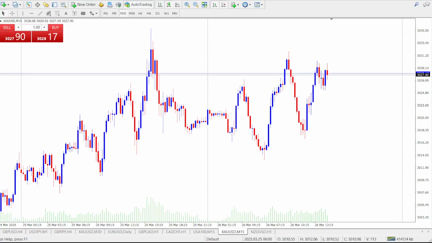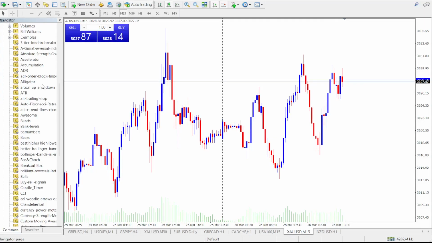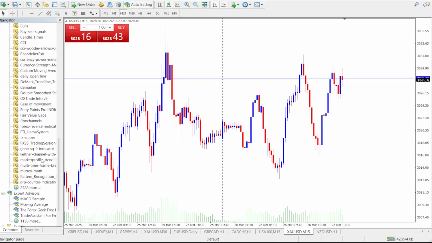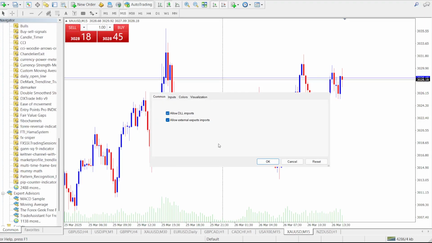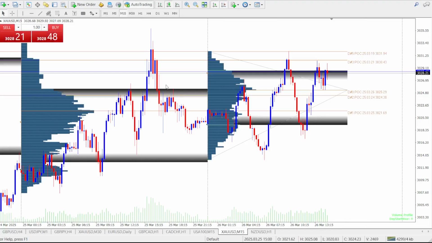Okay, I'm going to add the indicator to the chart right now. The market profile trend lines indicator. You can see this is the indicator being added to the chart right now. Okay, so here we go.